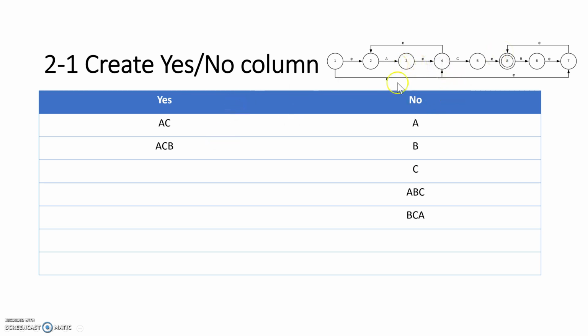And under the no column, we cannot do A, only A transition, because there's no way we can go to the acceptance state unless we go to the C state, right? So A is not okay. And then you can do the rest of this by yourself to check this diagram.